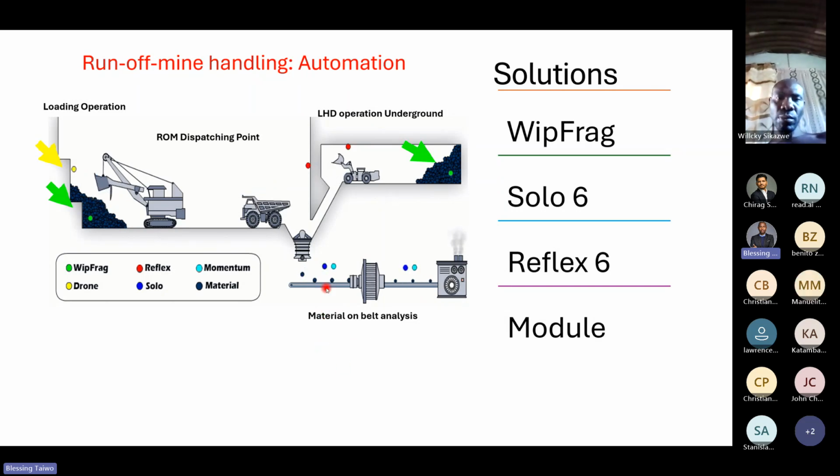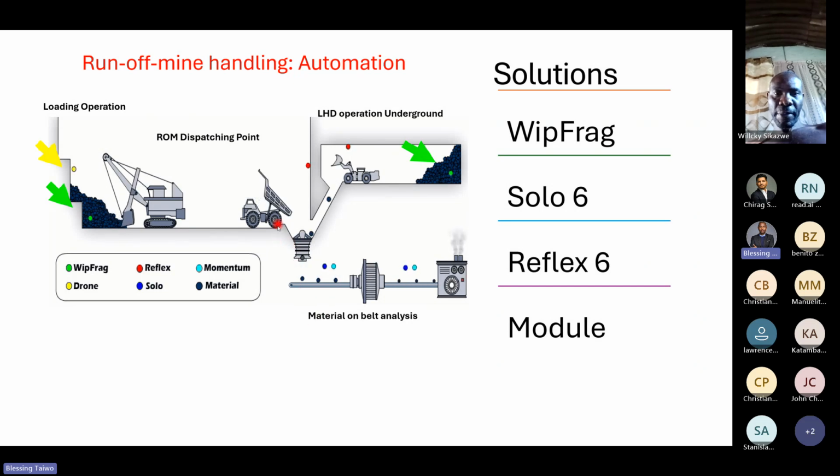But now with image analysis technology like Solo 6, you have the camera taking the picture 24/7 non-stop. Then you are getting the report on your mobile phone, which you can easily view using WipFrag as a human machine interface. Then the Reflex 6, which is denoted by the red dot, is a hardware camera that you can install to take pictures of material on the truck.